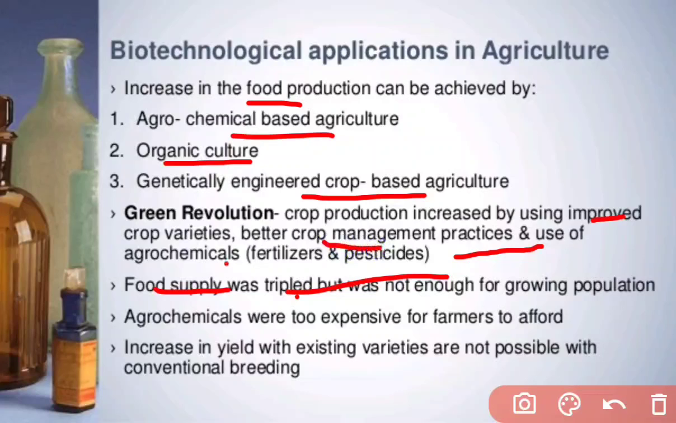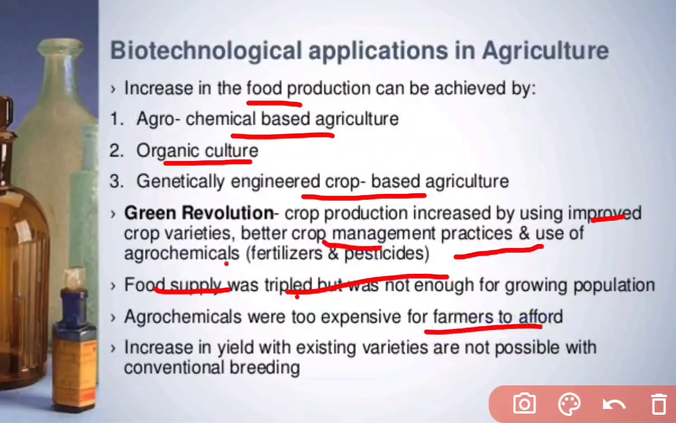Conventional means traditional breeding. An increase in yield with the existing varieties is not possible. So these are the drawbacks, the problems that came when we saw that food supply did increase, double or triple, but it is not actually fulfilling the demand of the growing population. Agrochemicals become very expensive for farmers to afford, and an increase in yield with the existing varieties is not possible with conventional breeding.